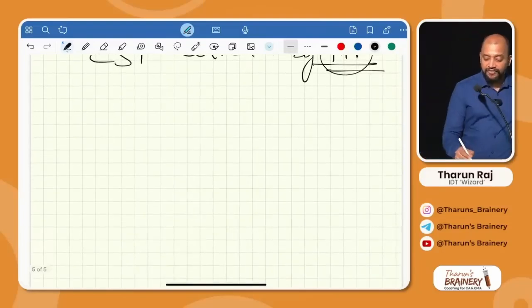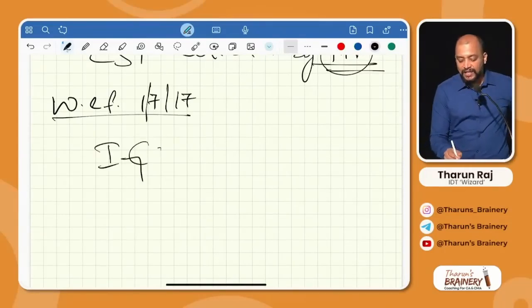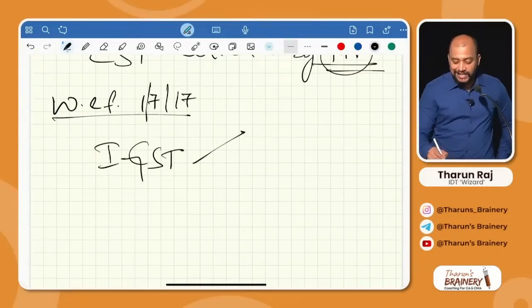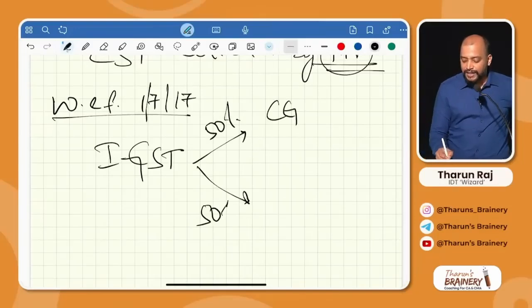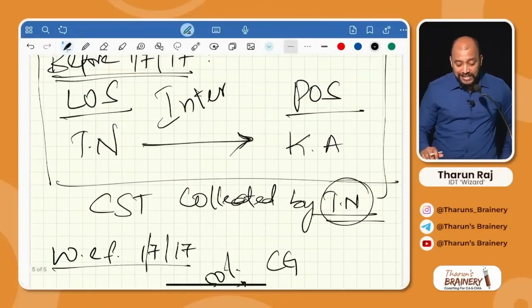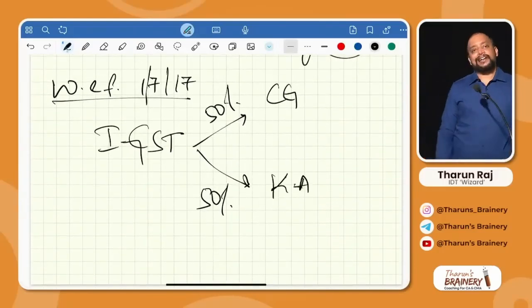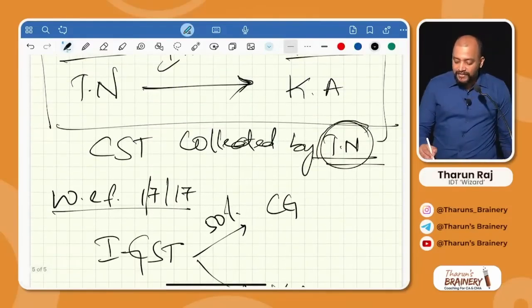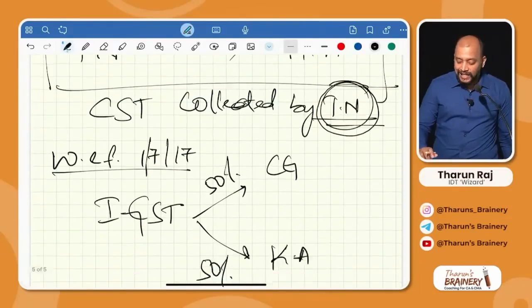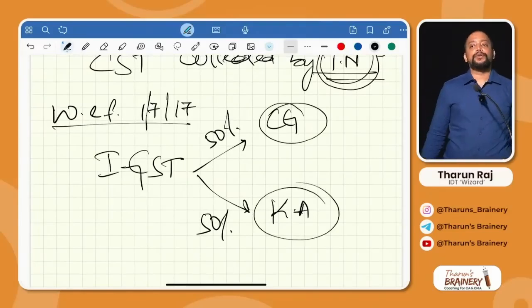But with effect from 1/7/2017, what has happened? In the same scenario, IGST will be collected. Out of that IGST, 50% will go to the central government, the remaining 50% will go to the state government. Which state government, Tamil Nadu or Karnataka? It will go to Karnataka. So whatever was previously the revenue of Tamil Nadu, now it is eaten away by the central government and Karnataka.